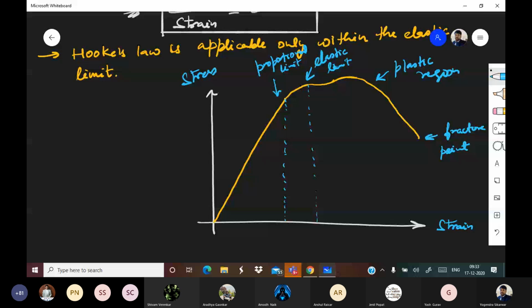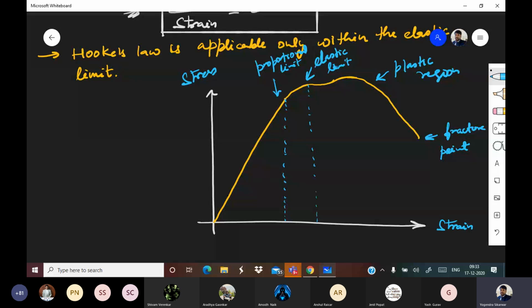Okay, and even after that, if you don't stop and you keep on increasing the stress, then there will be a point at which the wire will break, and that point is called the fracture point. Are you getting it, everyone? So the proportional limit is the limit till which stress is proportional to strain.